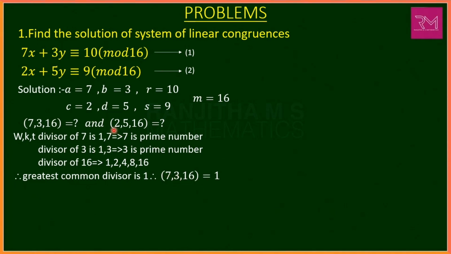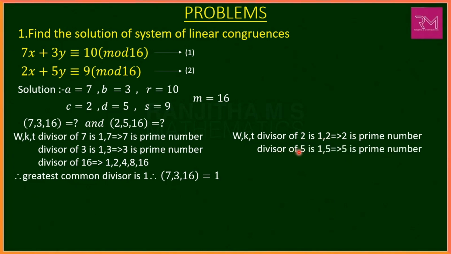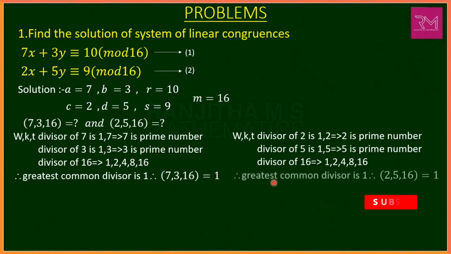In the similar way, we have to find the GCD of 2, 5 and 16, so we have to find the divisors of 2, 5 and 16. Among these three, we have to find the greatest common divisor. So first we find the divisors of 2. We know that 2 is a prime number, so the divisors of 2 are 1 and 2 itself. Similarly, the divisors of 5 are 1 and 5 itself because 5 is a prime number. Also, the divisors of 16 are 1, 2, 4, 8 and 16. Among these three, the common divisor is 1. Also, the greatest common divisor is equal to 1. Therefore, we can conclude that the GCD of 2, 5 and 16 is equal to 1.